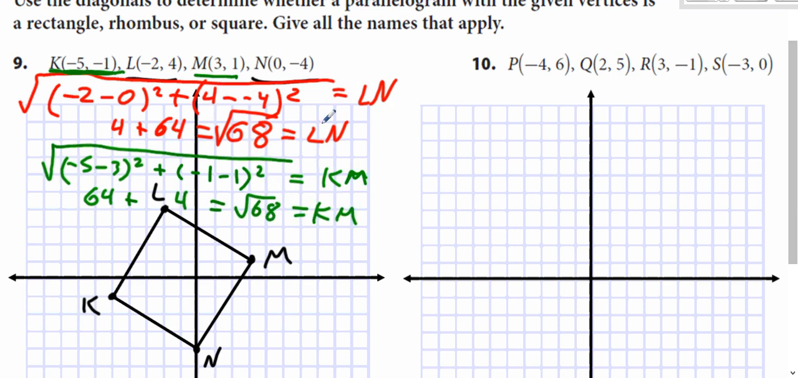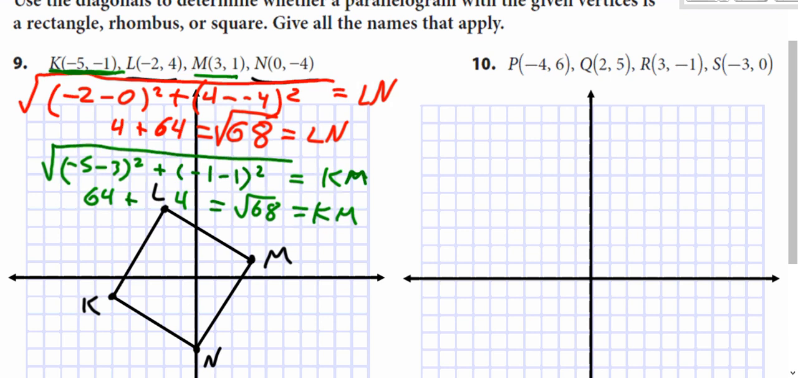So they have the same length. The diagonals have the same length. So it is a rectangle. Since those two are equal, square root of 68, square root of 68, it is definitely a rectangle. If the diagonals are also perpendicular, then it's a rectangle and a rhombus. You put those together, that's a square.